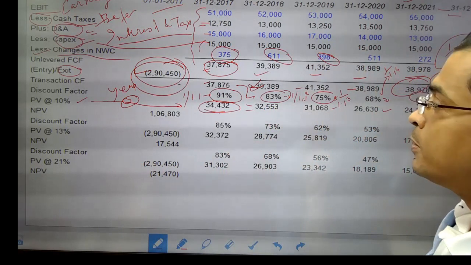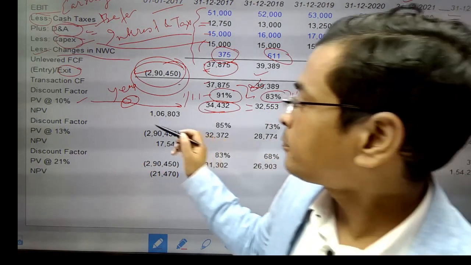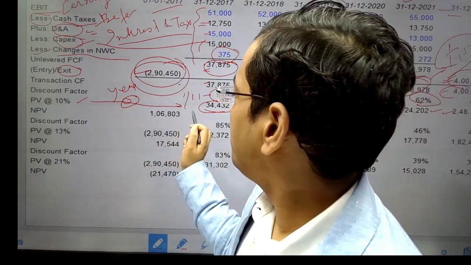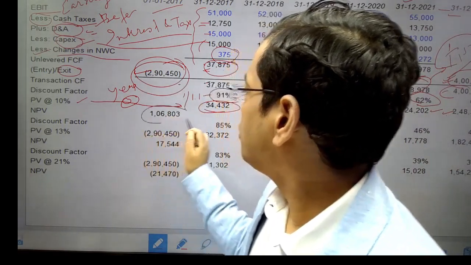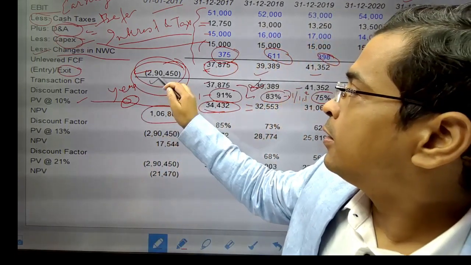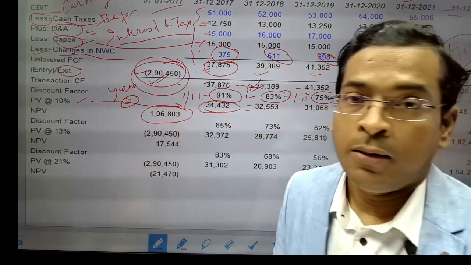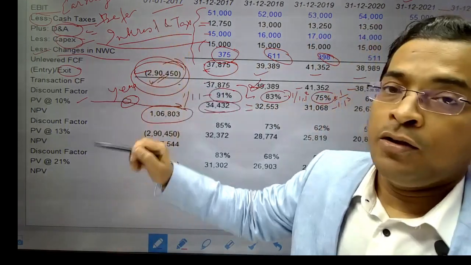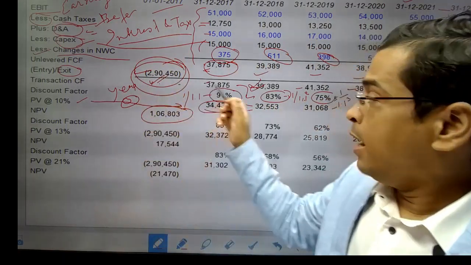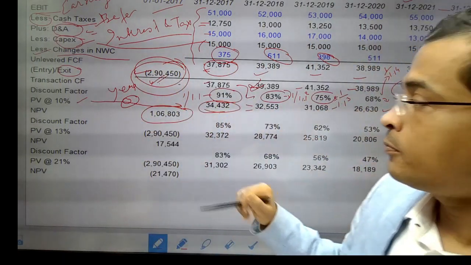We calculate everything in present value, and that will become 106,803. This one is not discounted, by the way, because it is in current value. It is the value invested today. So we don't discount this one, but everything else is discounted.